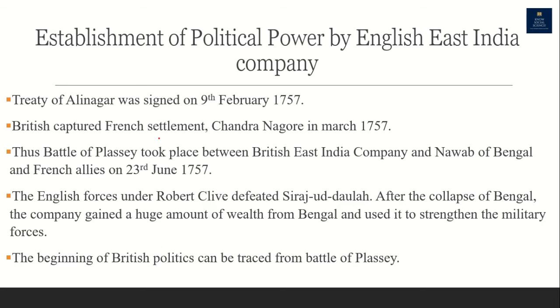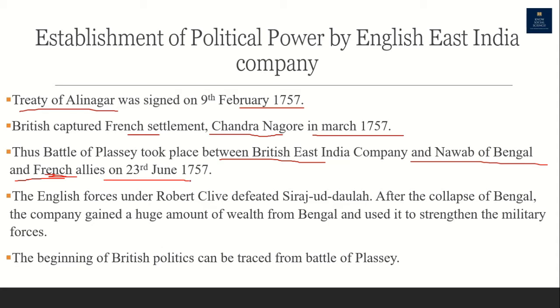On 20th February 1757, the Treaty of Alinagar was signed, where Siraj-ud-Daulah conceded practically all his claims. The British then captured Chandernagore, the French settlement, in 1757. The Battle of Plassey took place between the British East India Company and the Nawab of Bengal, Siraj-ud-Daulah, and his French allies on 23rd June 1757. The English force under Robert Clive defeated Siraj-ud-Daulah.